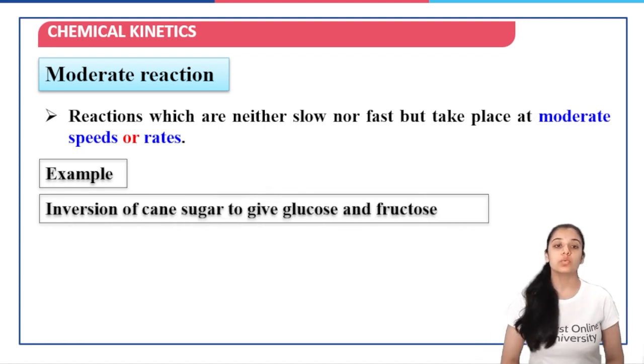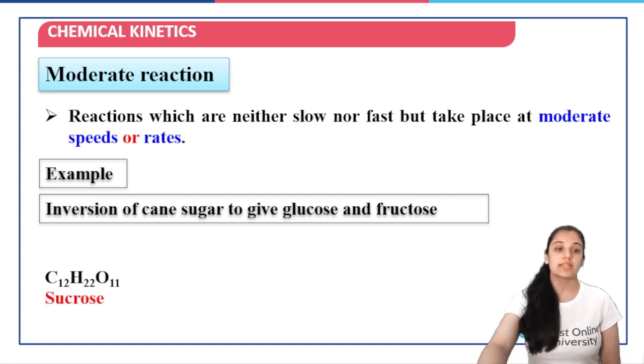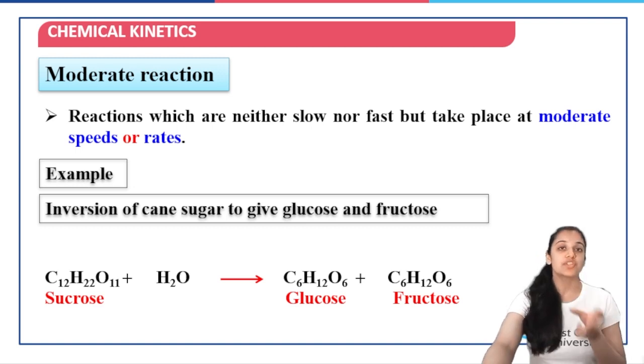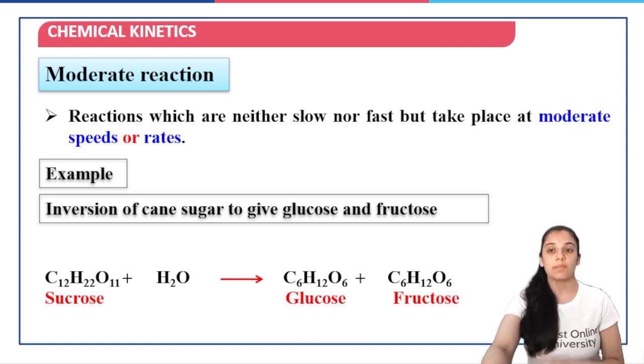Or the inversion of cane sugar to give glucose and fructose. So that is C12H22O11, sucrose, reacting with water to give C6H12O6 and C6H12O6, but one is glucose, the other is fructose. So this is also a moderate reaction, neither very fast nor very slow.